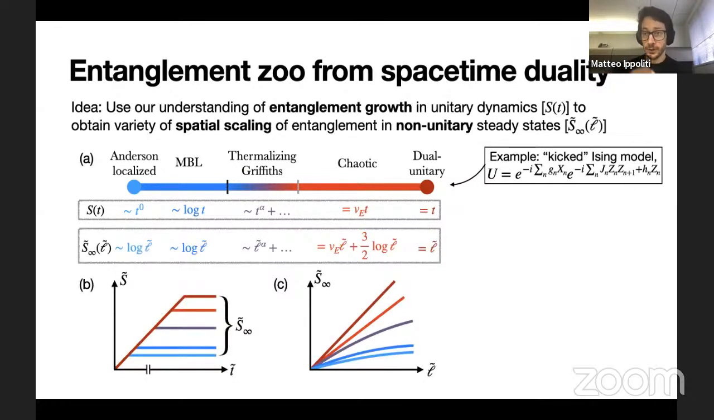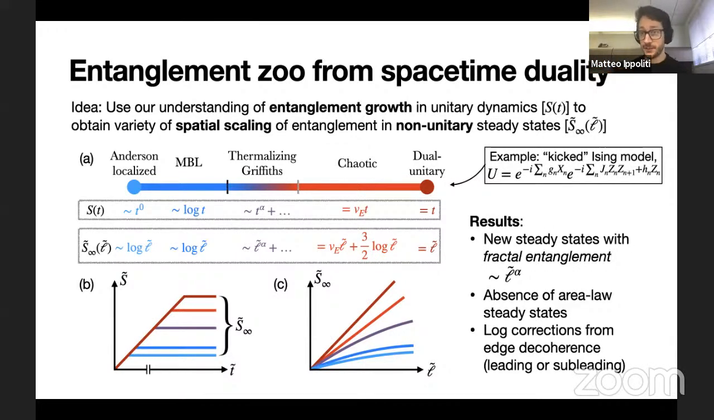So that's what we do in the paper. And the results are summarized here, where, to zeroth order, it looks like a one-to-one correspondence: we have log t goes to log L, and t goes to L, and so on. And remarkably, this fractional subballistic scaling with time becomes fractional power law scaling with space, which is something that you don't commonly have in unitary dynamics. So it's a novel family of so-called fractally-entangled steady states.